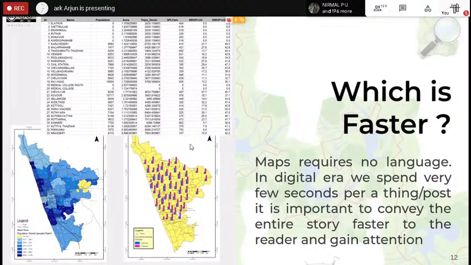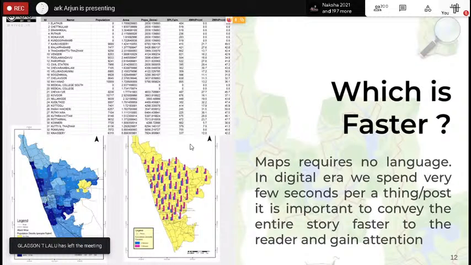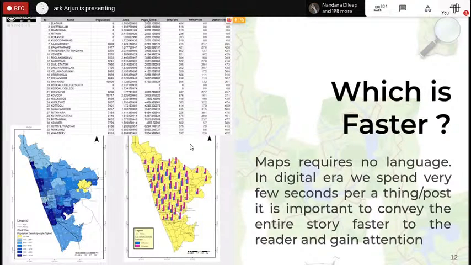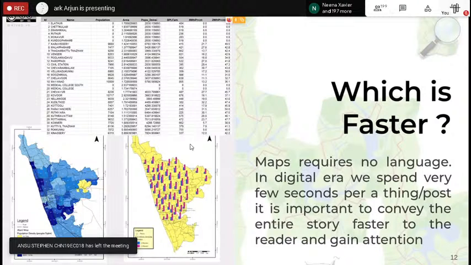rather than looking into the maps and seeing which is the ward having the most population density? So we are currently in a digital era where we spend very few seconds on the post, or whichever it is, on the screen. So it is necessary for the content creator to catch our attention in those very few seconds while we are checking into that post. So maps are the easiest way to represent the information which has spatial connections.